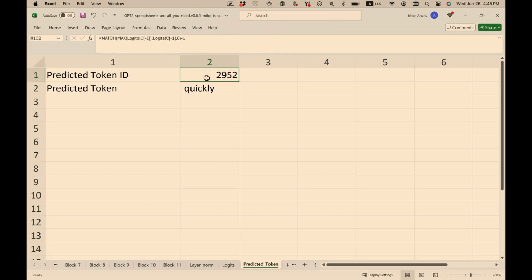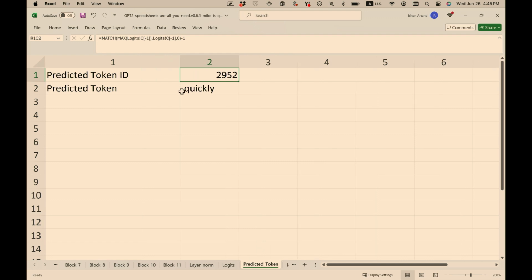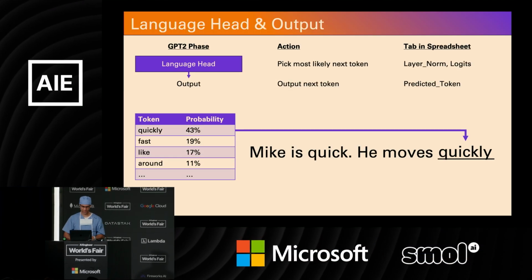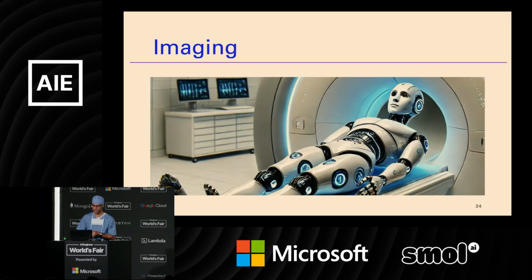And if you can see this function, it basically is looking at max of the previous column you saw in the previous sheet. And it's taking the highest probability token just like that. And that's our predicted token. We get a token ID, then we look it up in the matrix, and we know what the next likely token is. OK, so that's the forward pass of how GPT-2 works.